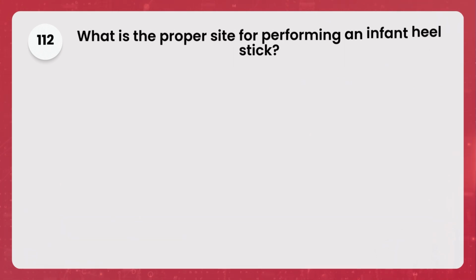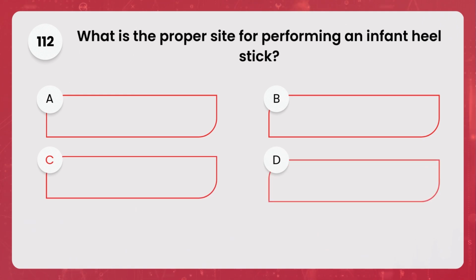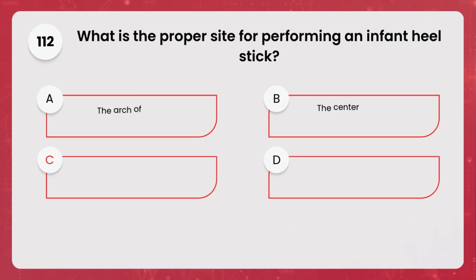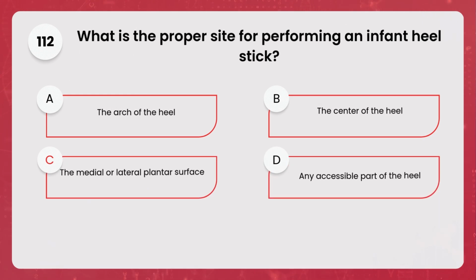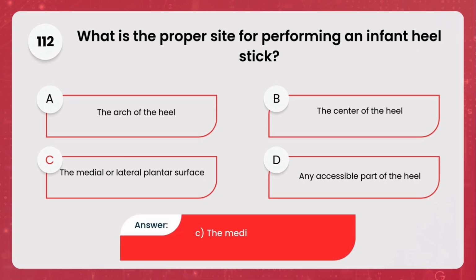Number 112. What is the proper site for performing an infant heel stick? A. The arch of the heel, B. The center of the heel, C. The medial or lateral plantar surface, or D. Any accessible part of the heel? The answer is C, the medial or lateral plantar surface.